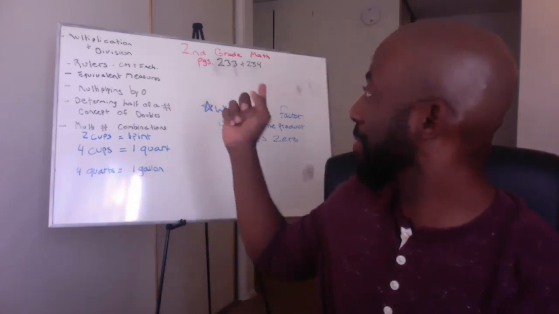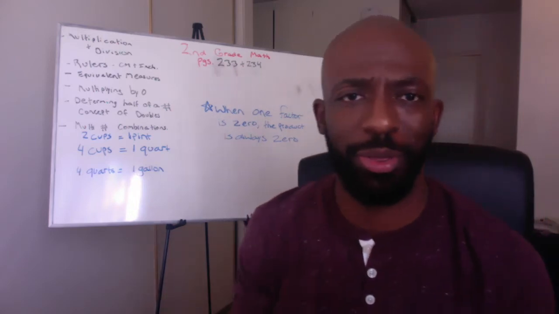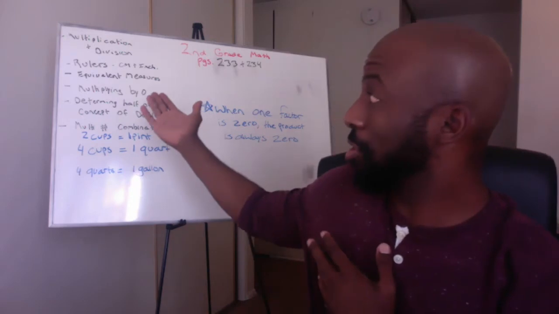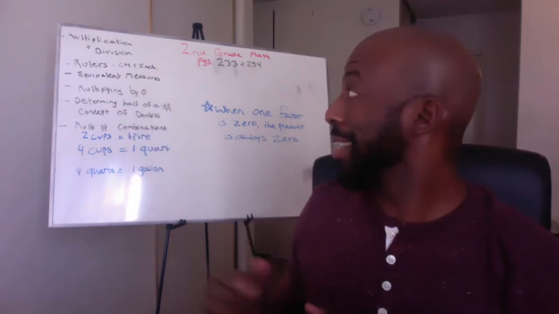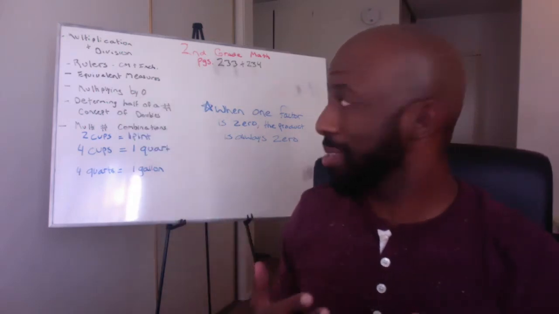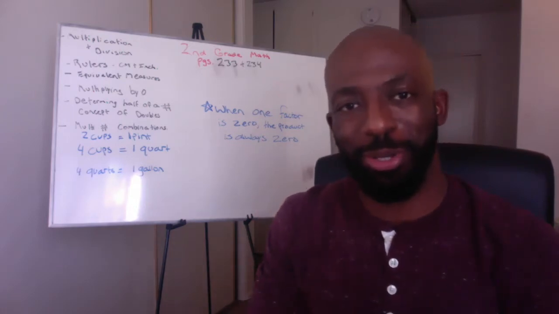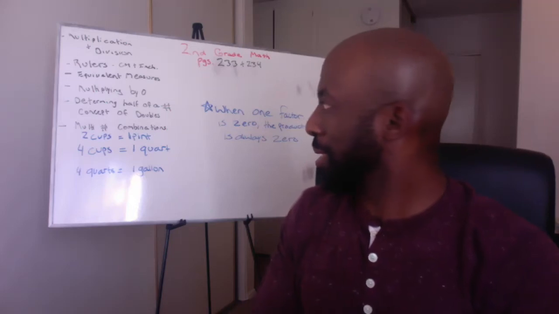Second grade math, pages 233, 234. We're going to be working on some multiplication and division. Rulers, get your ruler out. Equivalent measurements. We're doing multiplying by zero. And I'm going to show you guys some skills with multiplying by zero. So it's going to be pretty cool to see.